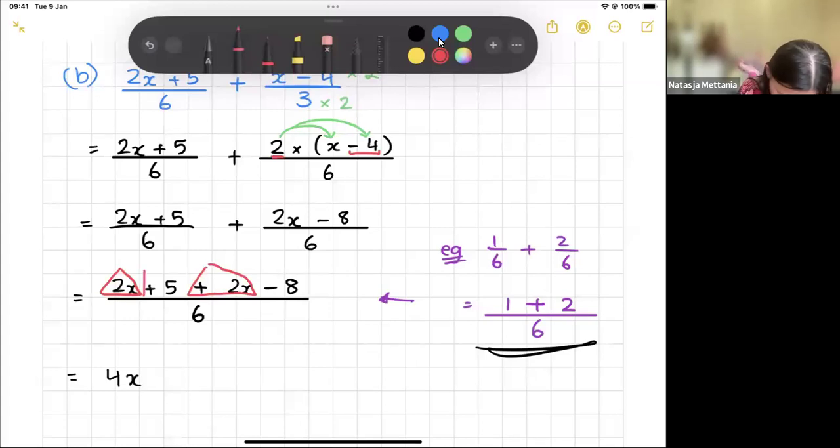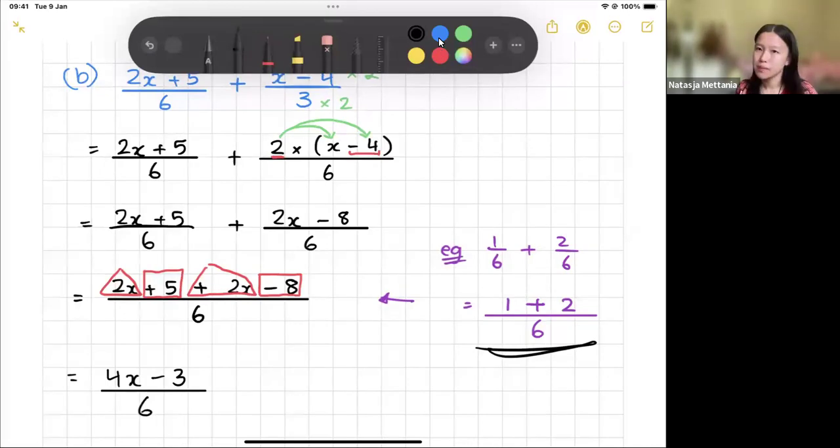Then we're going to collect our numbers. Numbers are like terms together. So this will be plus 5 minus 8. What's plus 5 minus 8? -3. All over 6. Simple as that.